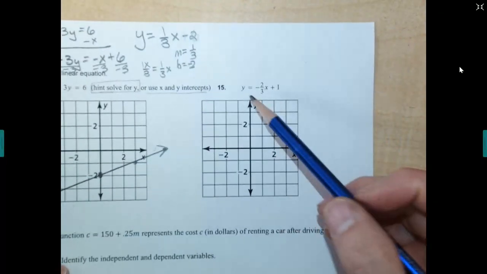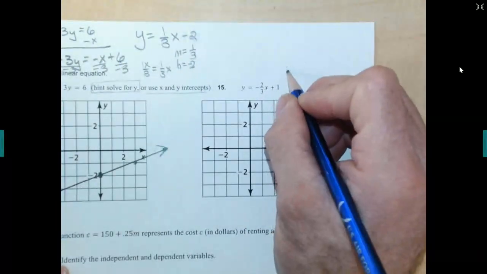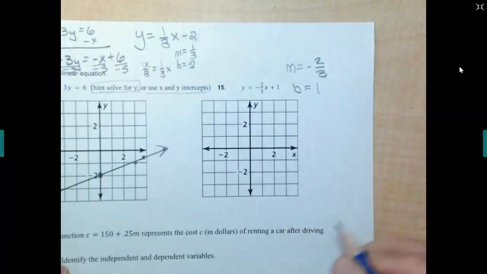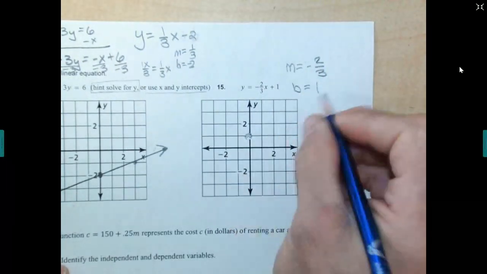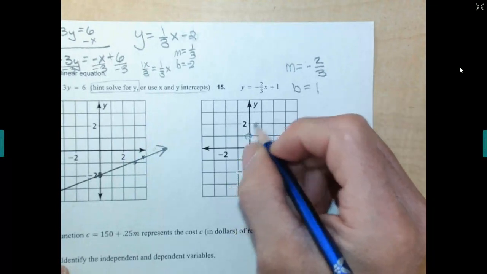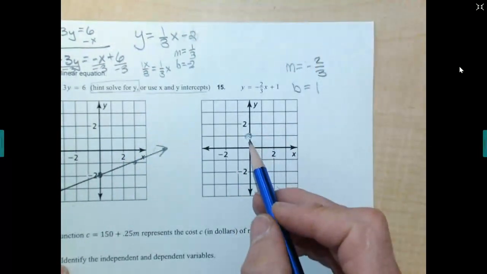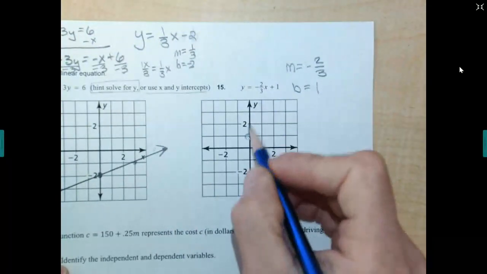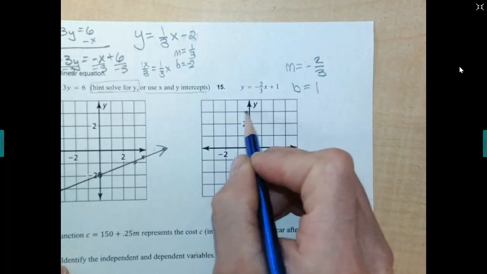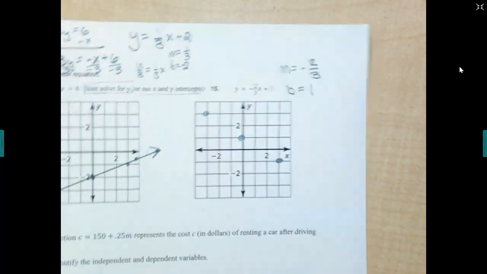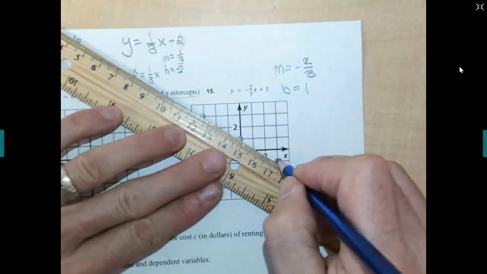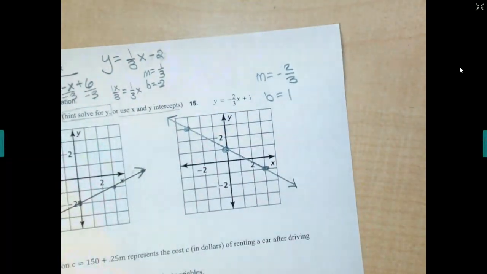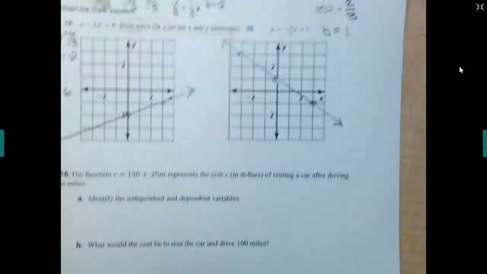Alright. Wow, that's convenient, right? This is already written in slope-intercept form, so my slope is negative 2/3. My y-intercept is 1. So I go to my y-intercept, which is 1. And then I do negative 2, positive 3. Negative 2 is down, 1, 2, 1, 2, 3. I could also go positive 2, negative 3, 1, 2, 1, 2, 3. There's my line. Alright. Got it?